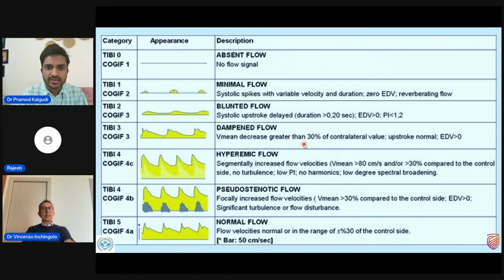And if there is an increase in end diastolic velocity, and if the mean is decreased greater than 30% compared to the contralateral side, it goes into COGIF 3, whereas in 4ABC, it is TB 3, 4, and 5. So the normal flow in TB or TC grading is 5, whereas in COGIF it is 4A.